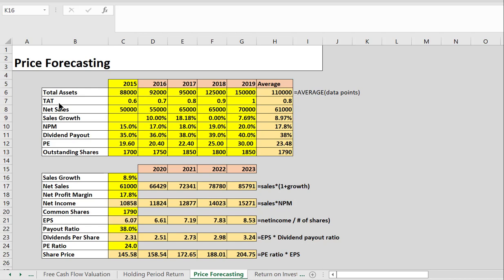We need to know the net profit margins, dividend payouts, PE ratios for that year, and how many outstanding shares the company had. We'll then calculate the average, right? So this far column here is just the average of those values. We're then going to convert that now into our forecast.